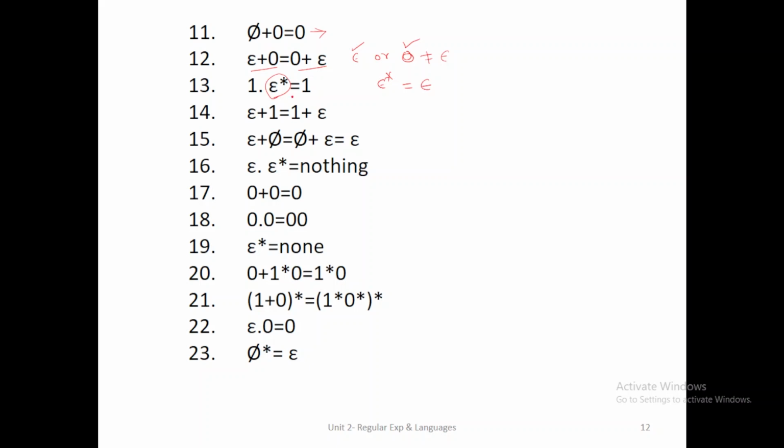If you concatenate epsilon with 1, the answer is 1. So the same 12th rule is applied for the 14th also, so I will not explain it. I will go to the 15th rule. Epsilon or pi. So if you use the or operator with pi, only the remaining answer is there, that is epsilon. So epsilon star is epsilon. Epsilon dot epsilon is epsilon. 0 or 0, that means 0. Dot means concatenation, so 0 0. So epsilon star is epsilon.